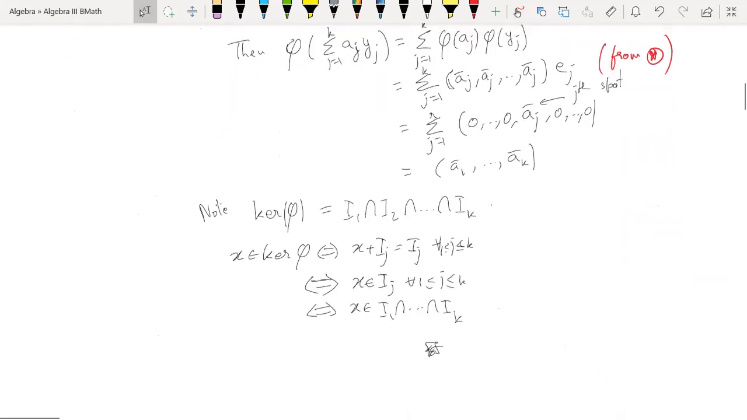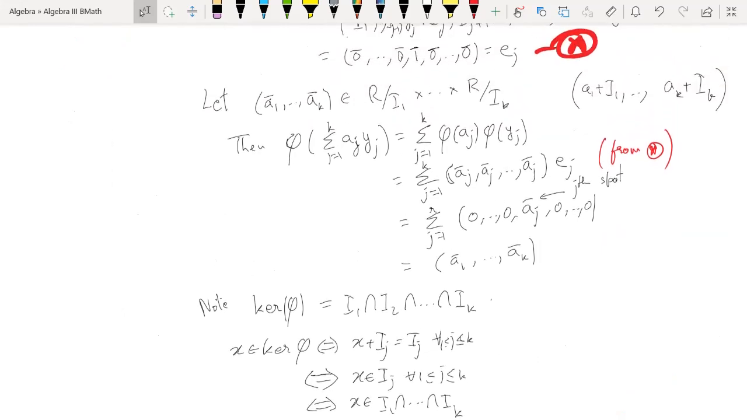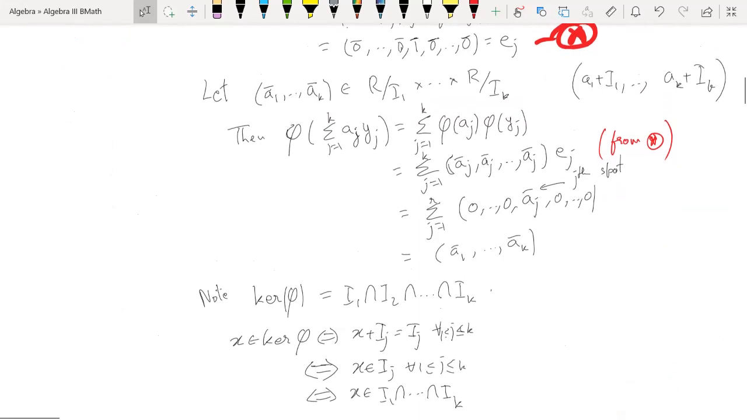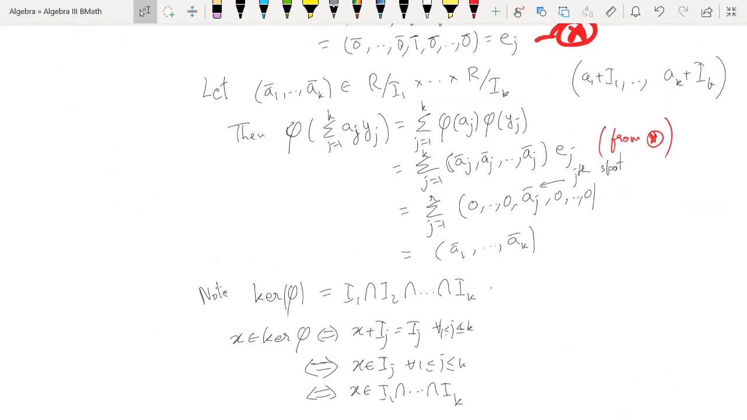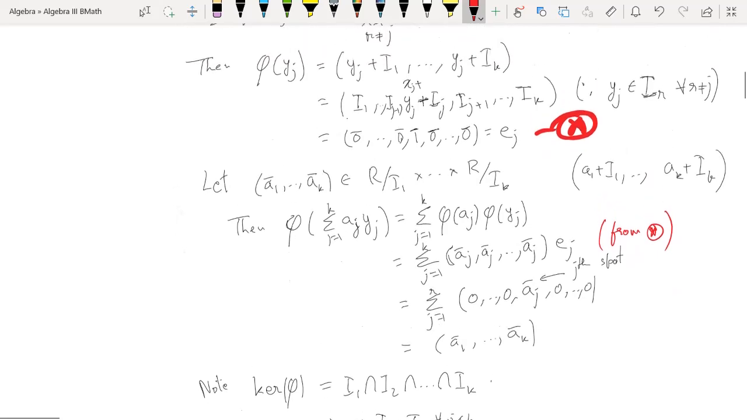Now we want to show that the kernel of phi is the intersection. Of course, whatever lies in the intersection is in the kernel. Actually, both directions are equally easy. So x belongs to the kernel of phi if and only if x plus ij is equal to ij for all j. Because x belongs to the kernel of phi means the image of x is x plus i1, x plus i2, dot dot dot, x plus ik.